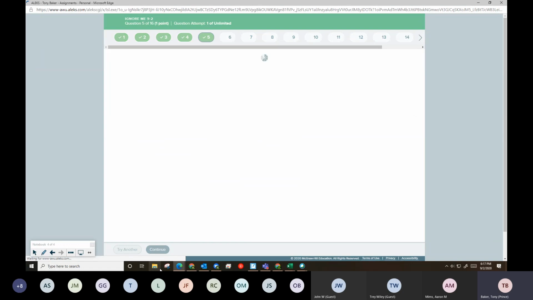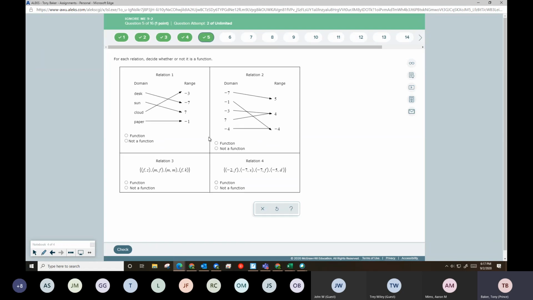Let's try one more of these. So this one, my domain, every one has just one line coming out of it going to one thing. So that's fine. That's a function. This one, 1, 1, 1, 1, 1. So that's fine. But notice how these two both go to 4. That's okay. That's acceptable. So that is a function. Just look at the domain. Everyone only has one line coming out of it.